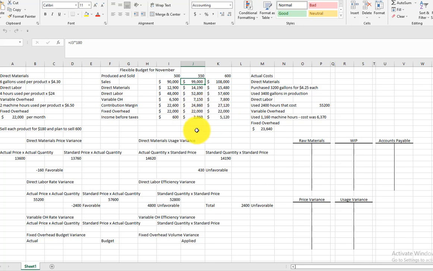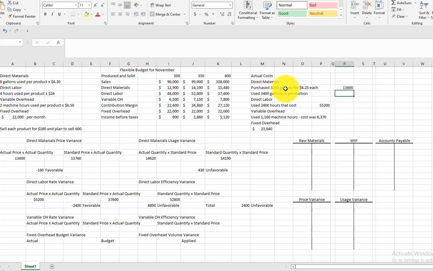Now, we actually made 550 during the accounting period. And the actual costs are given over here. We purchased 3,200 gallons, $4.25 apiece. So if we want to know what the total of that is, we can just do our little math. We used 3,400 gallons in production. Now, just a quick reminder, how much we purchase and what we use are different.